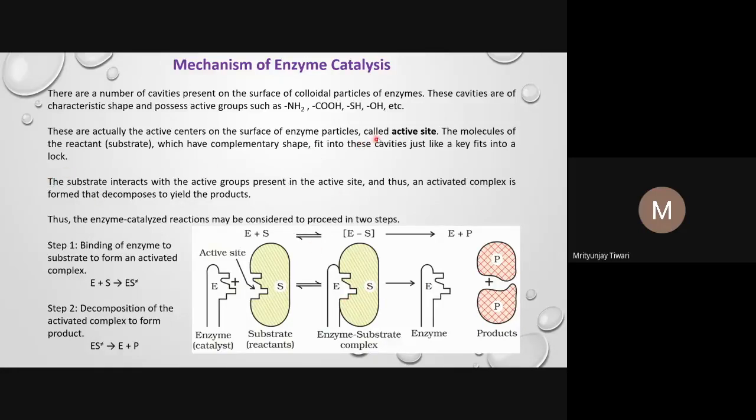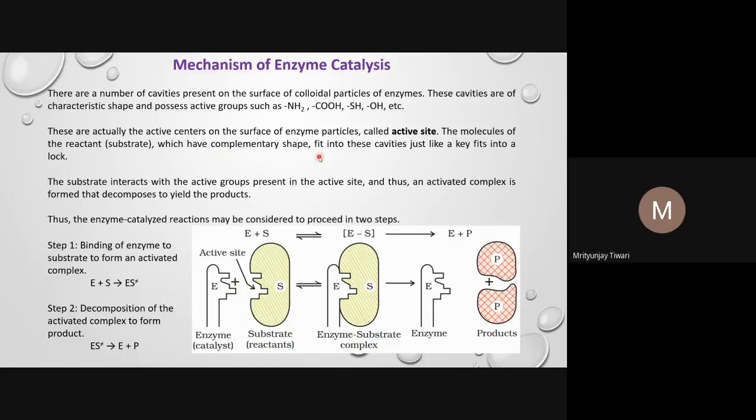According to the shape of the active site and the structure there, certain molecules only fit there. Those molecules are the reactants, and in enzymatic processes we call them the substrate. These substrate molecules go and fit into the cavity, undergo a chemical transformation, and get converted into the product.